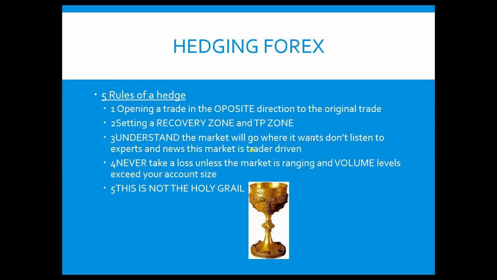Okay. 5 rules of the hedge. Opening a trade in the opposite direction to the original trade which you opened originally. Setting a recovery zone. I will draw onto a chart the recovery zone, the take profit zone. I use a 50 pip entry zone, and I use 150 pip take profit. So I'm 3-to-1 on my trades, and I will show you exactly how that works.